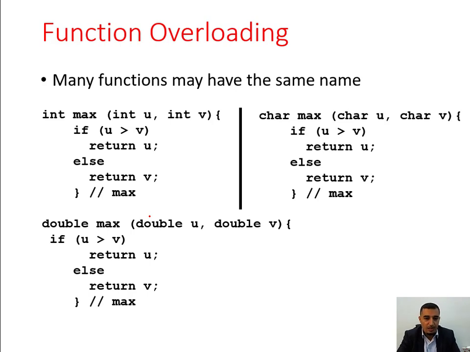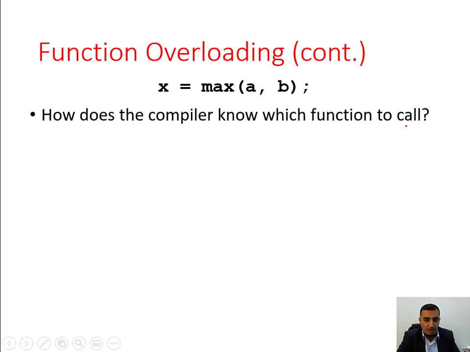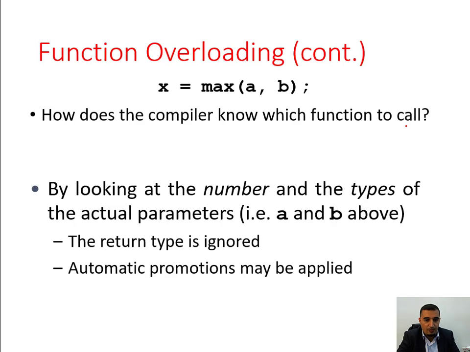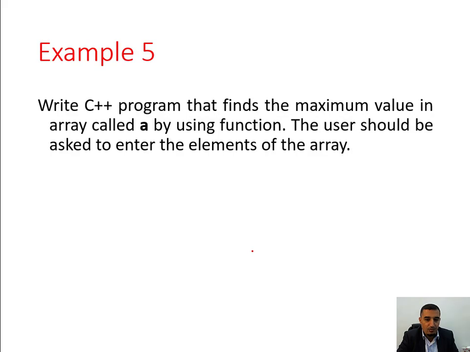Function overloading. Let's say many functions may have the same name. We have max, but this function has inputs as integer and integer. We have max, which is a function of double and double. We have max, which is integer, character and character. So in function overloading, it will check the types of a and b, and then it will choose the type of function to be used. And of course, the return value will be ignored.